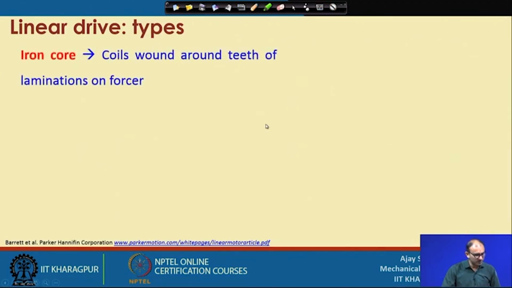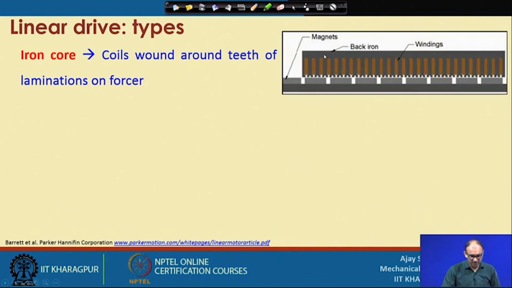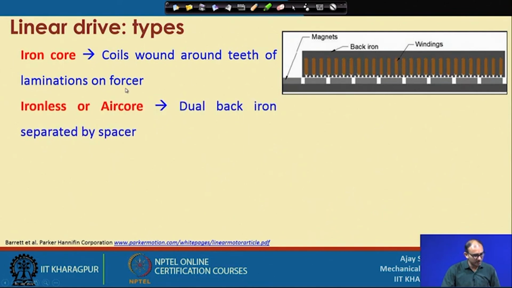So, what are the different types? There are 3 different types of linear motors. One is the iron core motor. What is this iron core motor? This is the forcer or the back iron, the yellow color shows the coil, and these are the magnets located here. That is called winding, coil or winding, both. The coil is wound around the teeth of the lamination of the forcer. This is the forcer lamination, and then you put the epoxy, wrap it and make it complete.